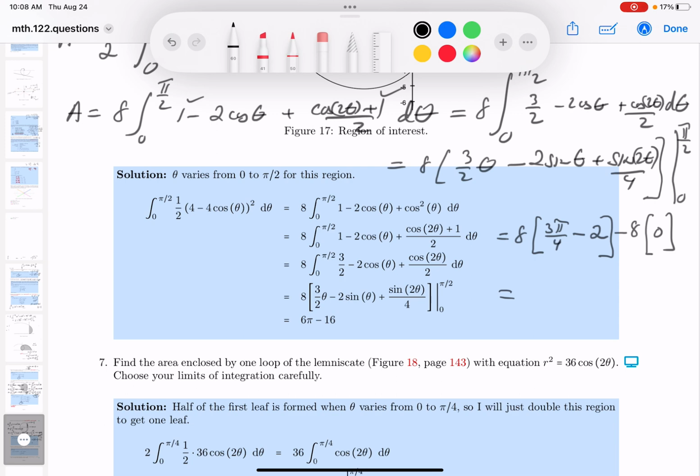What do you get there? Well, I'm going to multiply it out. 4 goes into 8 2 times. 2 times 3 is 6, so 6 pi. And 8 times 2 is 16. So the area is 6 pi minus 16. We're good to the next question. Thank you.